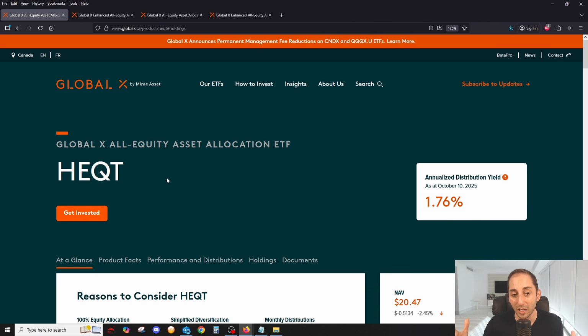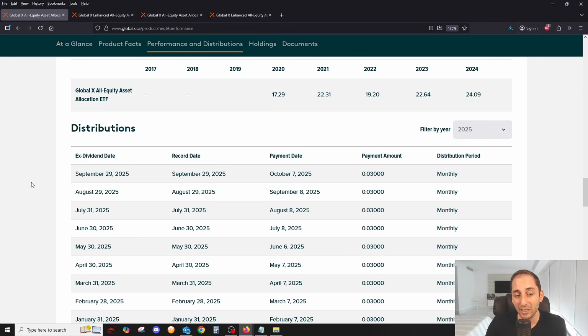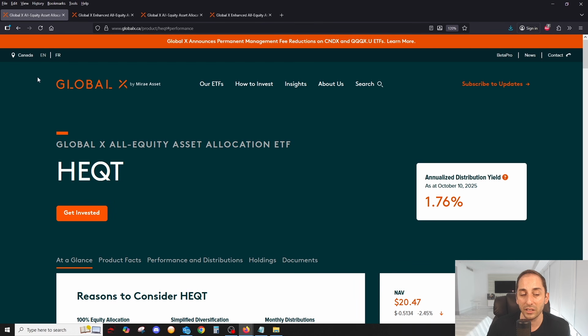There's going to be many stocks, and many of them are dividend stocks, so you'll get a little yield here. The annualized distribution yield is 1.76% as of October 10, 2025. And here's another, I would say, unique thing about this ETF, it has monthly distributions. So although this is a more growth-oriented index style ETF, it has monthly distributions.